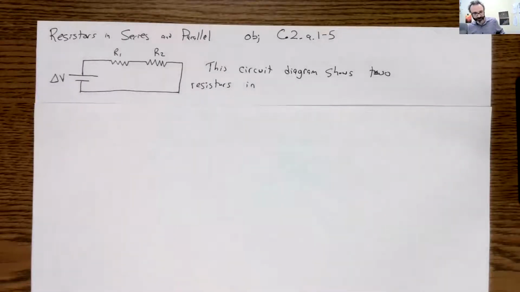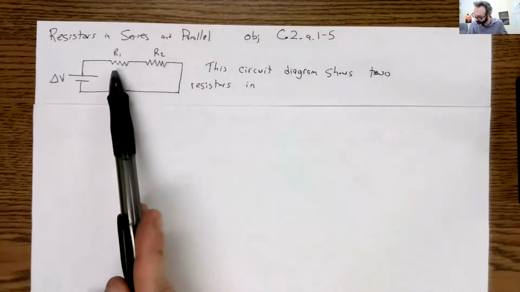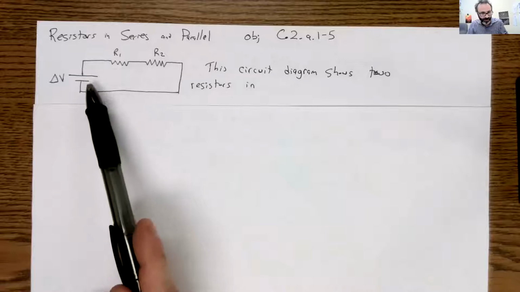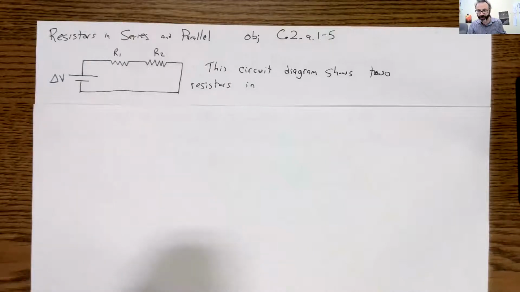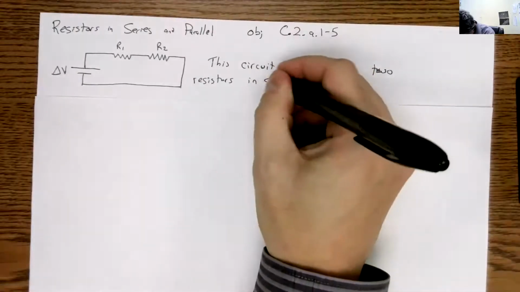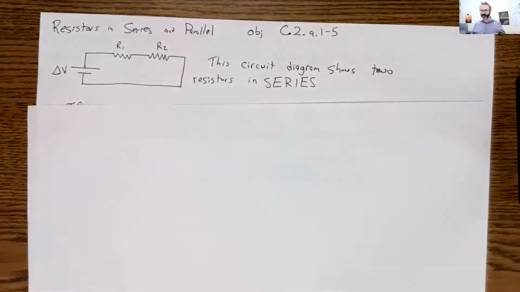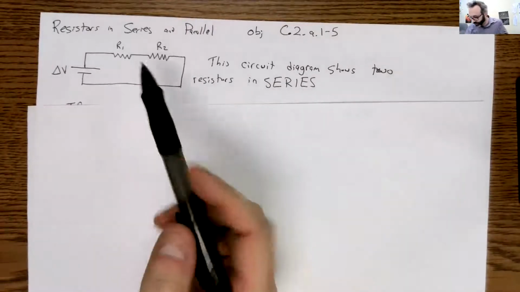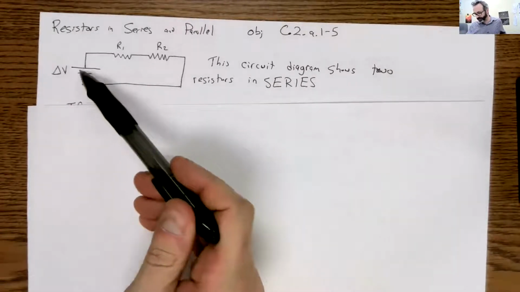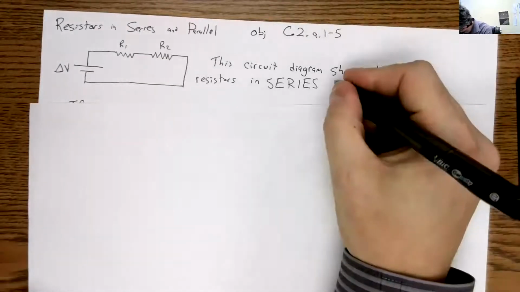Okay, so this first circuit diagram here has 2 resistors. Now, are these resistors in series or in parallel the way they're drawn here? In series. Yeah, these are in series. Right, and a series just means one thing after another, right? That's because the current in this circuit hits one resistor after another. So series is just one after another.